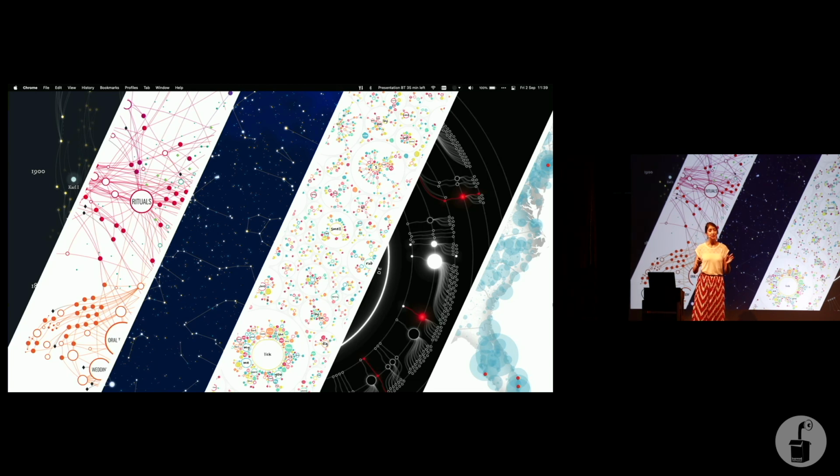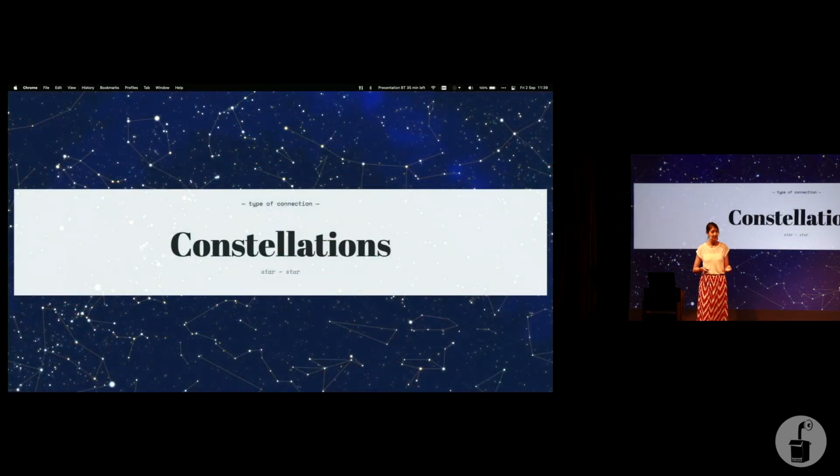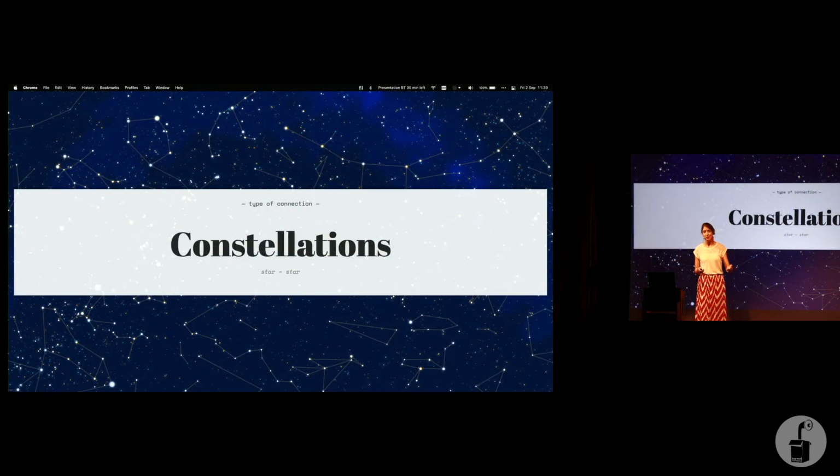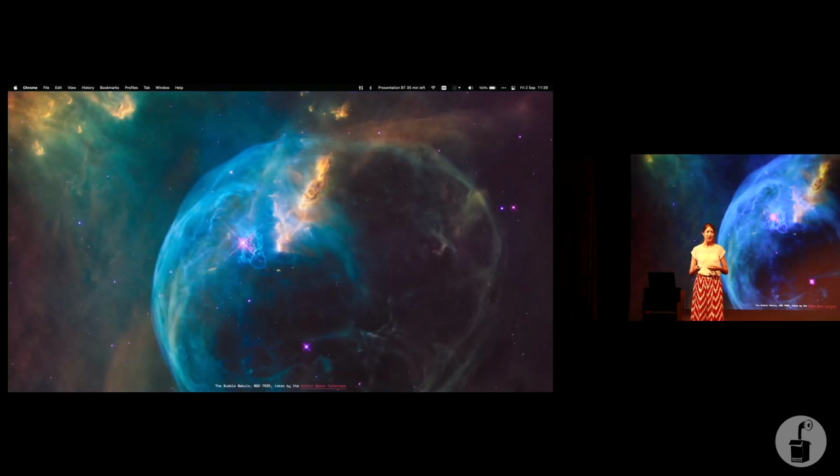So I want to start out with straightforward connections, literal lines that are being drawn, and only through those lines do the connections even exist: constellations. So officially, I am an astronomer. So I have an enormous bias for everything space. I'm often inspired by our universe for design elements in my visuals, and I also find myself creating a visualization about space every now and then.